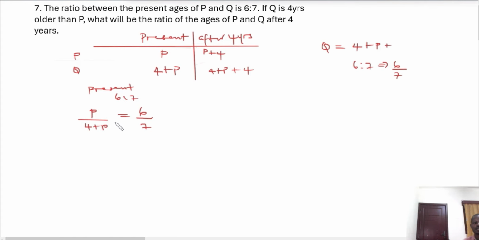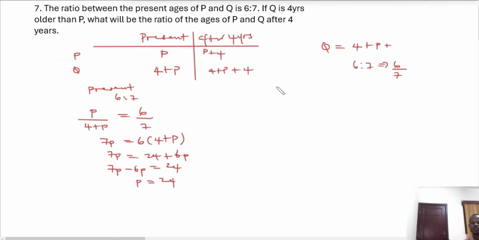So we cross multiply: 7 times P and 6 times all of this, so 7P is equal to 6 multiplied by 4 plus P. We have 7P equals 6 times 4, 24, plus 6P. Collect like terms: 7P minus 6P is P, equals 24. So we have P equals 24. We are done with this.